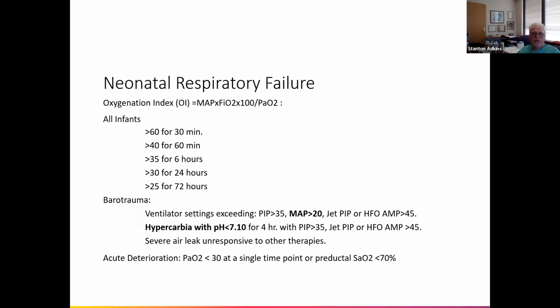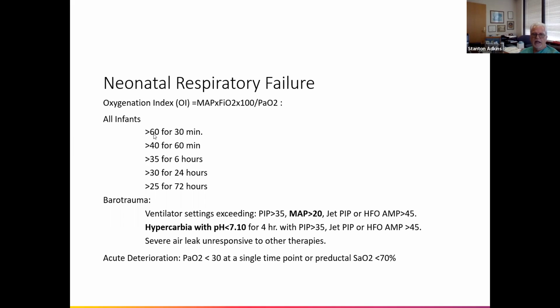So, oxygenation index: mean airway pressure times the FiO2 times 100, and then divide it by the arterial partial pressure of oxygen, and you get a number. In the old days, we just worried about an index of 40, which is pretty bad. This is from Minnesota, and they have broken it down further so that for folks who are really, really compromised, we don't have to wait as long.